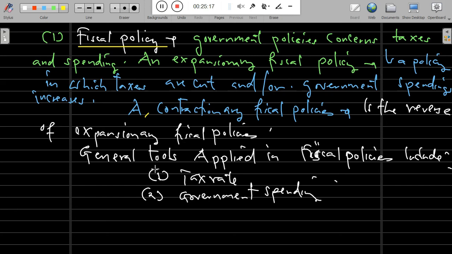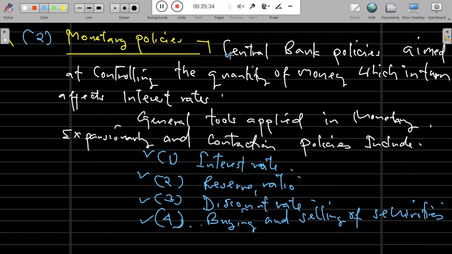Monetary policies, the central bank's policies, aim at controlling the quantity of money, which in turn affects interest rates. The tools applied in monetary policy include the interest rate, reserve ratio, discount rate, and buying and selling of securities as well. These tools may be applied in a positive or negative way, in opposite directions, depending on the situation of the economy. If there is inflation, monetary policy can also be applied to stabilize the economy. So monetary expansion or contraction may be applied to bring about macroeconomic stability.